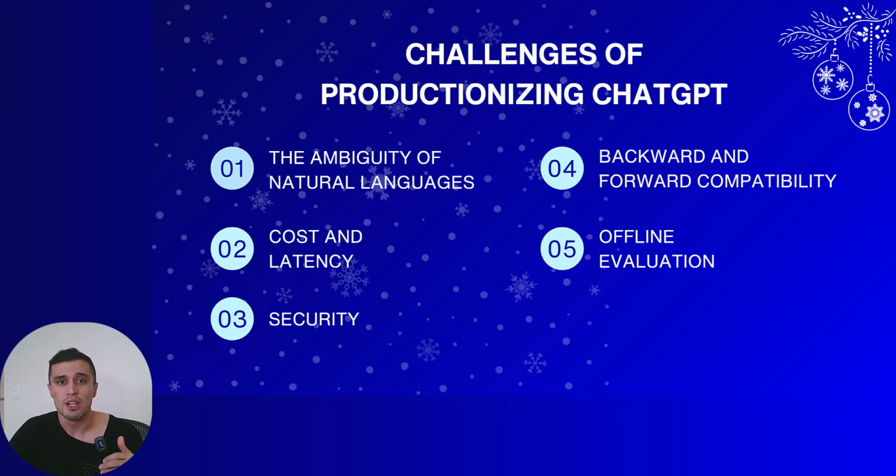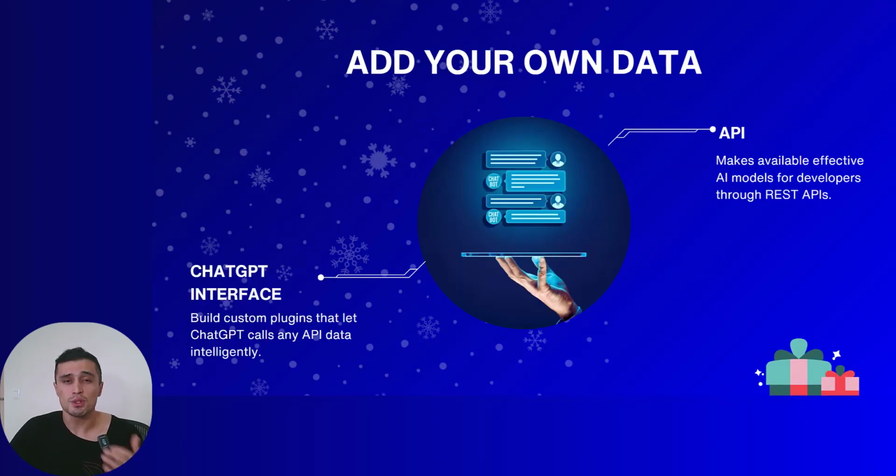But now in this session we will focus on how we can solve, not all the problems, but at least partially some of them, using another approach. So first of all, how do you add your own data when using the ChatGPT interface? We also tried it manually or using custom plugins. Another way is using APIs.